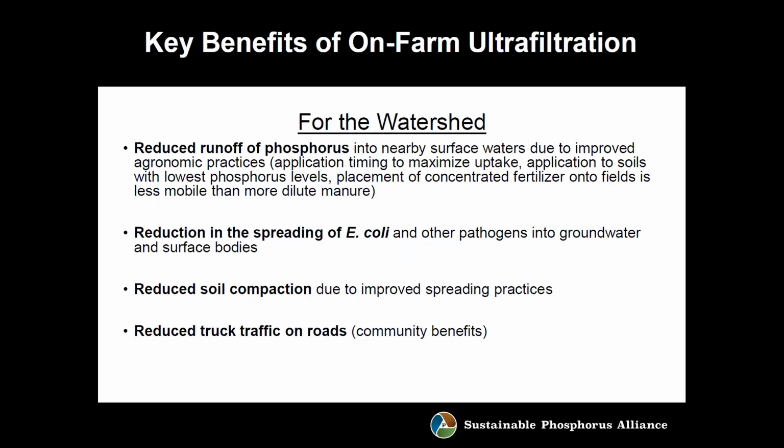Our system also removes E. coli and other pathogens. That's been a big problem in different parts of the country, especially where there's not a lot of topsoil and having well water become contaminated. So we want to manage that.